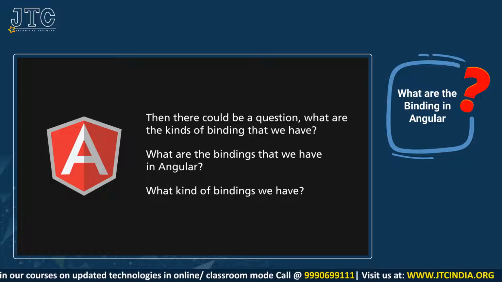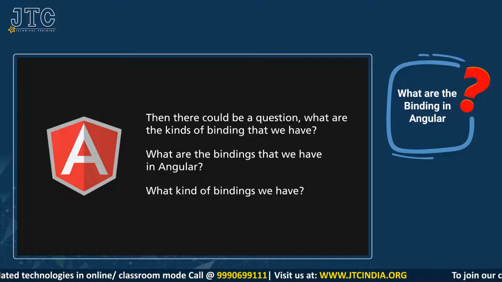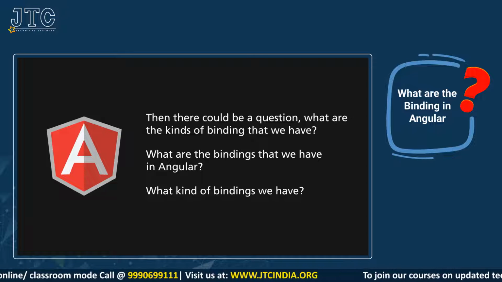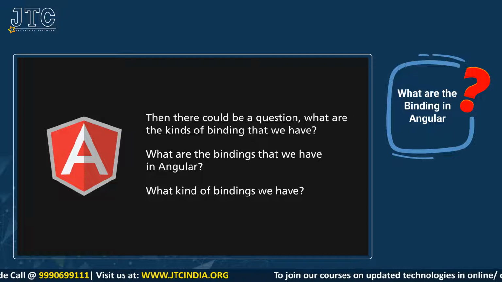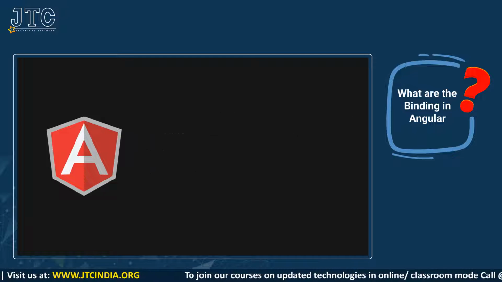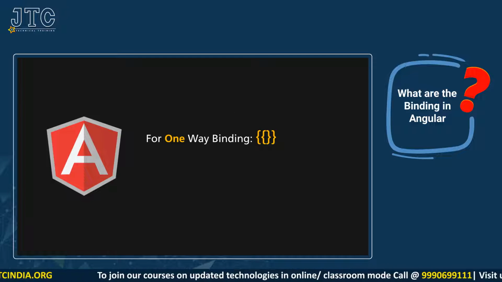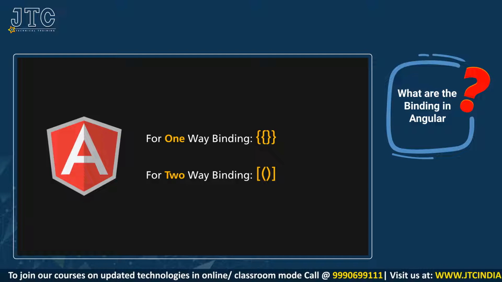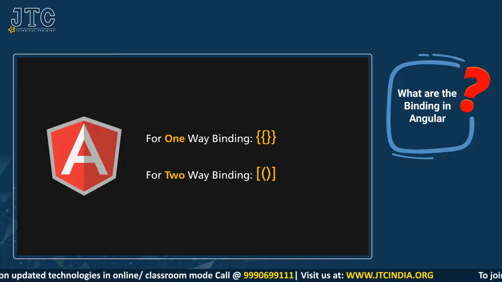So this is a brief categorization: one-way binding, two-way binding, using interpolation. For one-way binding, you can say data-bind property. For one-way binding, we can use interpolation. For two-way binding, we have to use the banana inside a box representation.